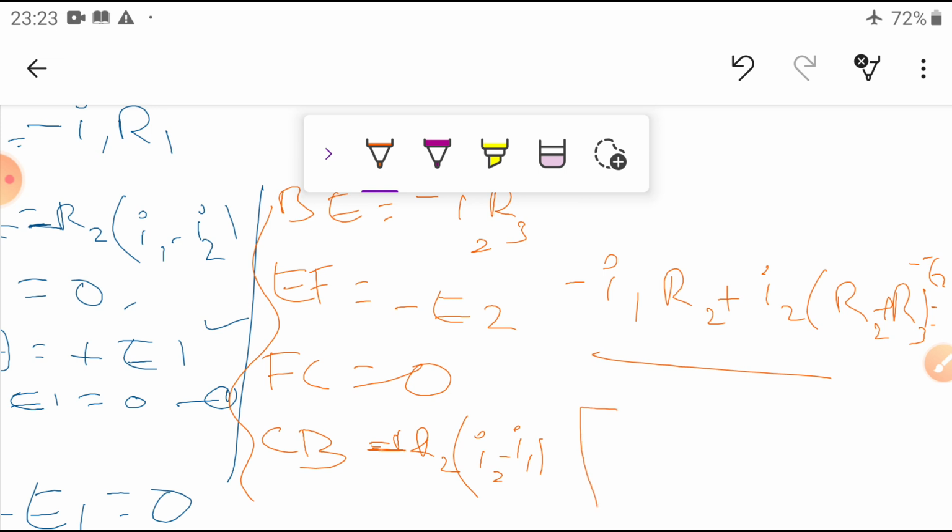So write the equations in this form and we are going to get the unknown values. What is the equation here? Here we are going to get R1 plus R2, minus R2.